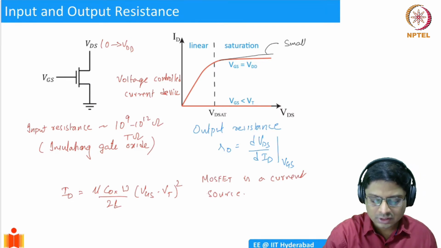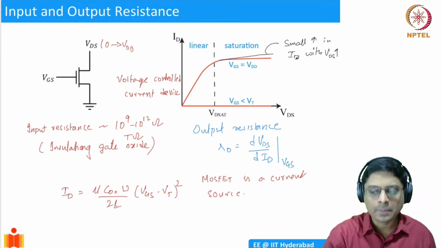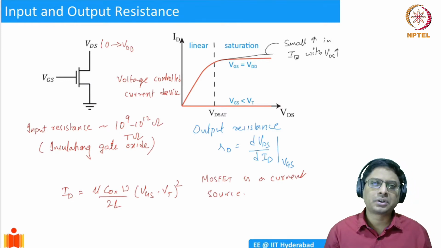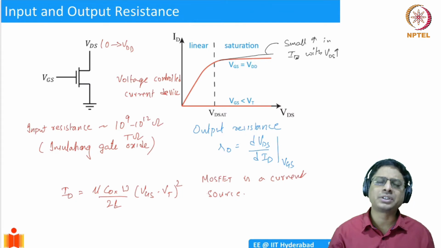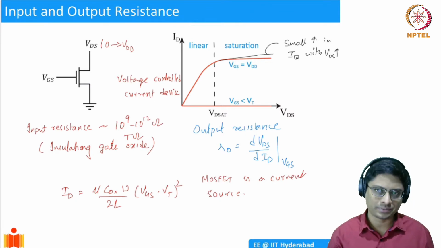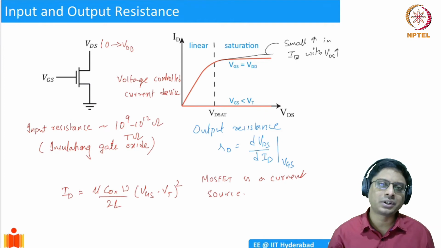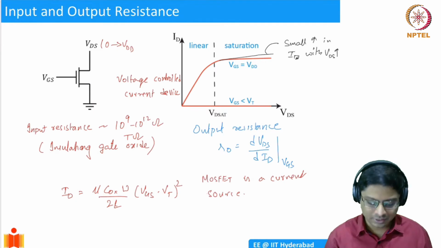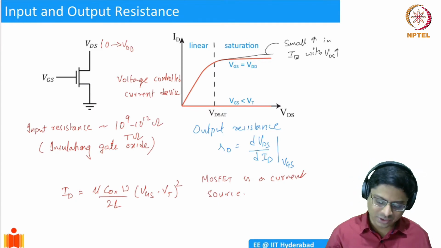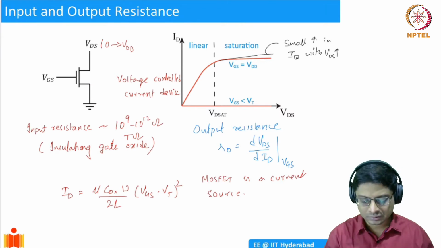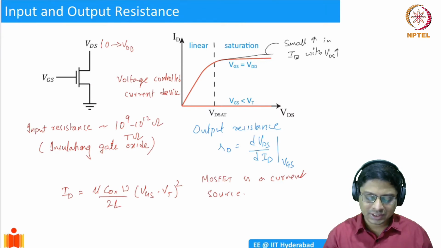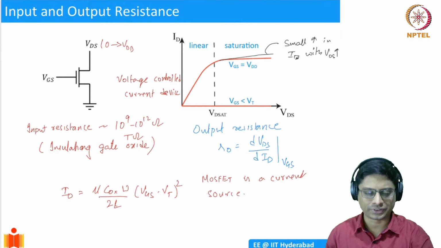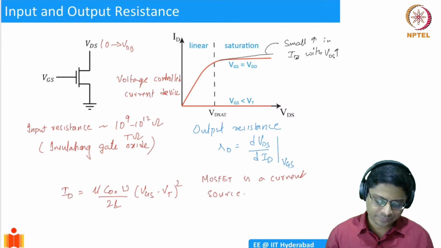Small increase in ID with VDS increase. Okay. This happens because of a short channel effect, because of what is known as channel length modulation. And this channel length modulation becomes more and more significant in short channel devices. We will talk in detail about it next week. Okay. So for now, essentially what we're saying is there is a large output resistance and large input resistance. Realistic devices have a finite output resistance. All right.